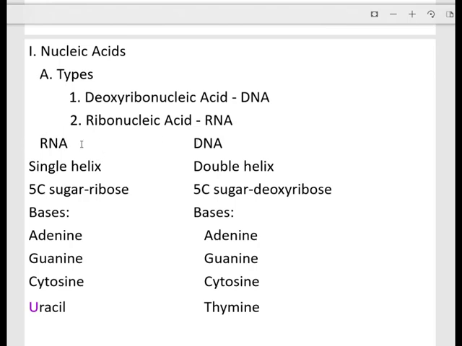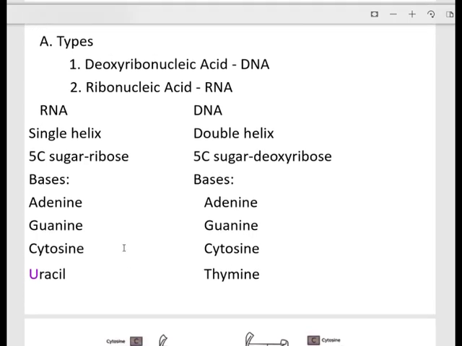RNA are smaller molecules, three different kinds. They're formed by DNA, and they can exit the nucleus through the nuclear pores and are intimately involved in protein synthesis. So RNA is a single helix, DNA is a double helix. Next, both of these nucleic acids have a 5-carbon sugar, but the 5-carbon sugar in RNA is called ribose. The 5-carbon sugar in DNA is called deoxyribose.